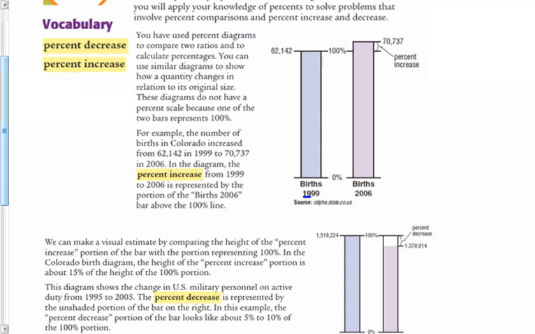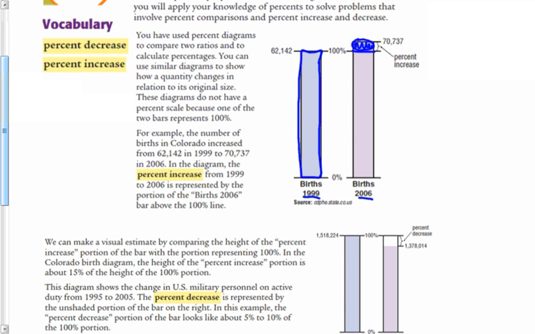Notice that when we go from 1999 to 2006, there's an increase in the number of births. If there was the same number, then we would say that there's 100% of the number of births in 2006 as there were in 1999. It's that amount above this little bit here that is our percent increase, if we calculate that as a percent. So as a portion of this whole 100% here, what percent is that?